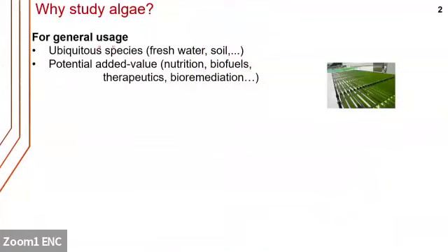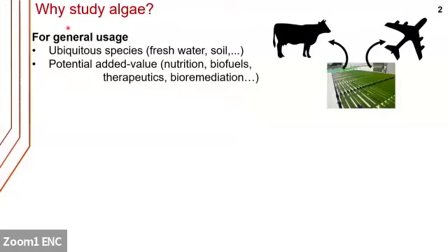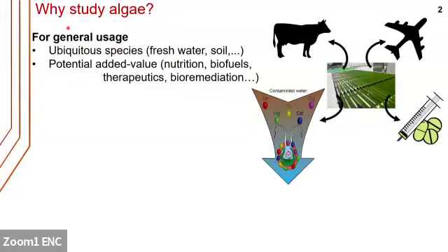First, they are found everywhere. They are found in freshwater, soil, oceans, but they have also many potential added values that are very interesting. They can be used as nutrition for animals and humans, but also to produce biofuels. They are even now used as therapeutics producers, and some people say they are also great candidates to be bioremediation agents, since some algae are able, for example, to biosequestrate heavy metals in water.